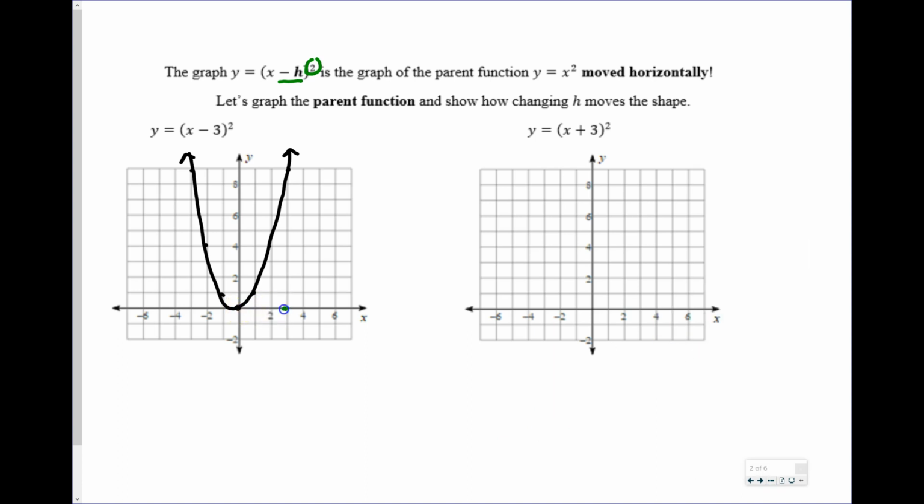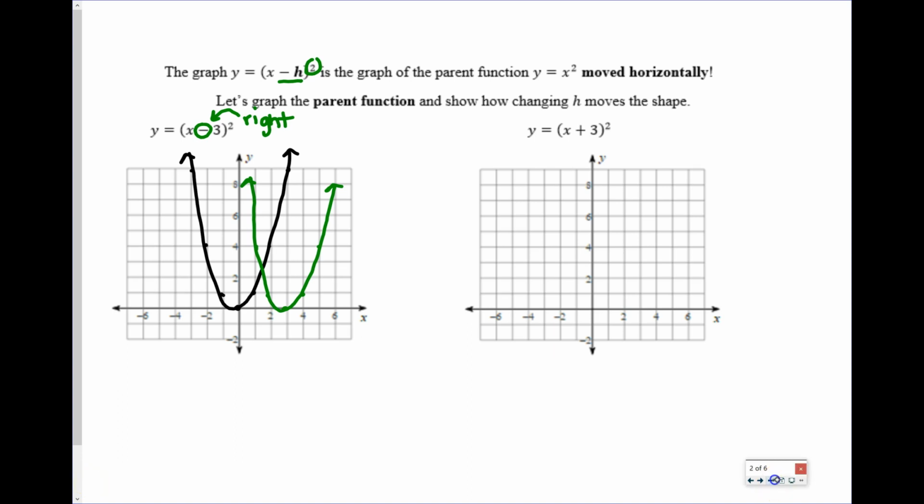1, 2, 3. And I'm going to do my over 1 up 1, over 2 up 4 from there. Now the weird part about this is that you've got this minus 3, but that minus sign indicates a movement to the right. Even though it's minus, I know when you think minus, you think left, but it's the opposite when it's put inside parentheses. So that's a right movement.